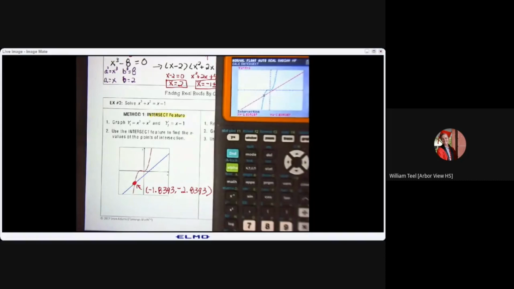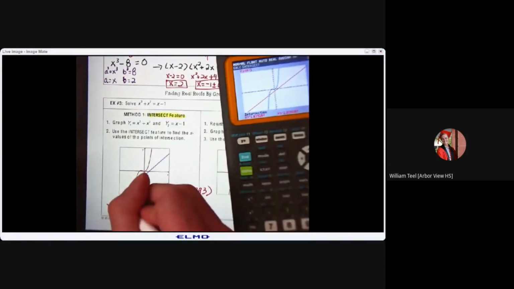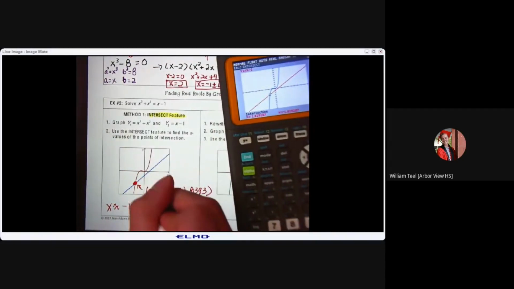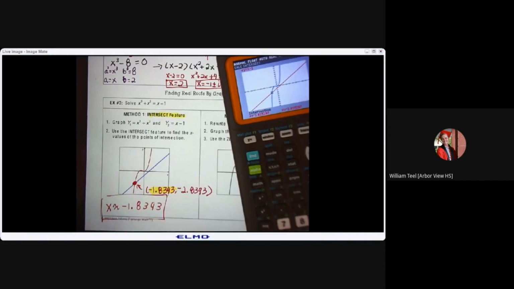Now, if we're looking for the root, we're looking specifically for the x value, okay? Because that's essentially what we're solving for, is x. So I'm going to say that x is approximately negative 1.8393. And that's the answer to this question, finding the roots.